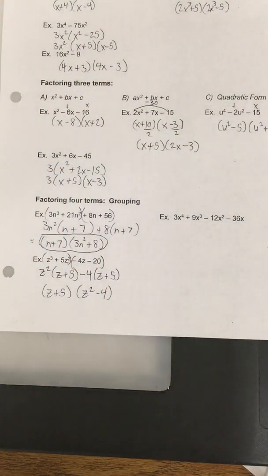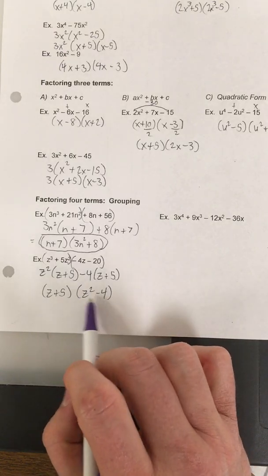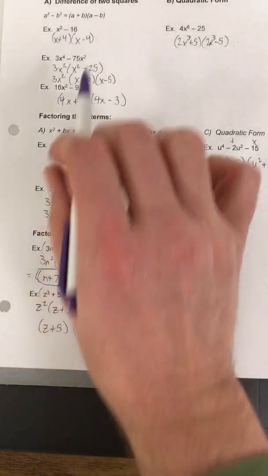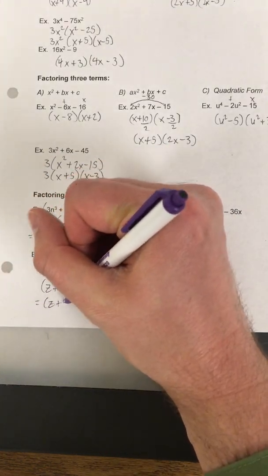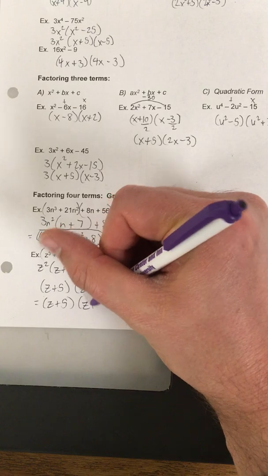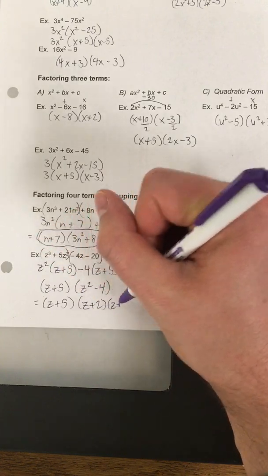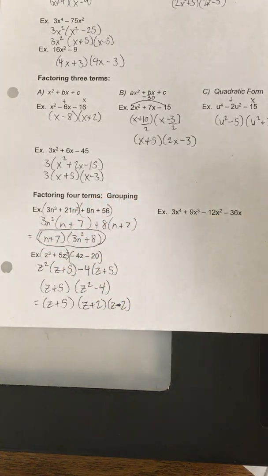Now that is correct, but it is not finished because you can factor z squared minus 4. That's a difference of squares, just like these up here. So this final answer is going to be z plus 5, z plus 2, z minus 2. Oops, minus 2. Those would be my factors.